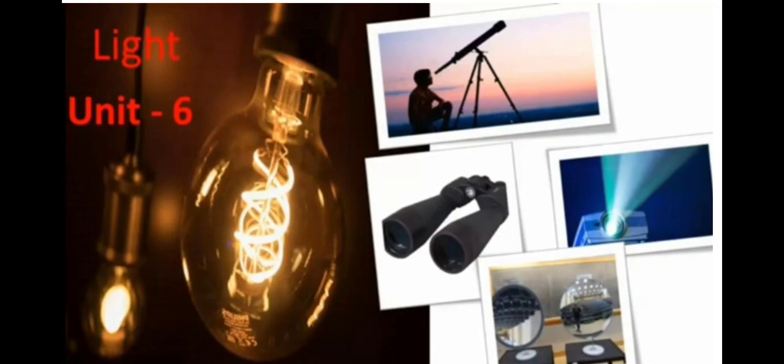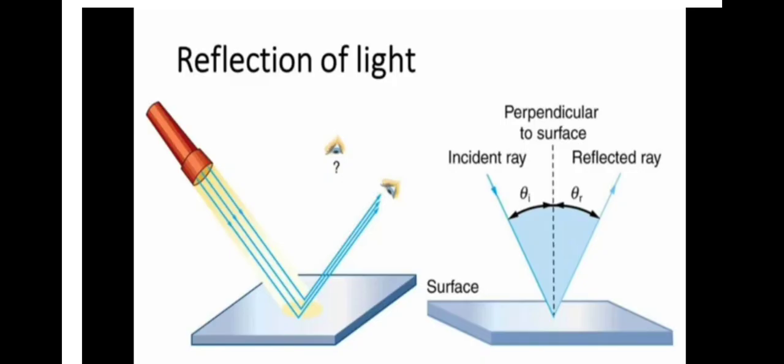When light falls on any polished surface such as a mirror, it is reflected. This reflection of light on a polished surface follows certain laws, which you have studied in your lower classes. Let us study it a little more elaborately here.